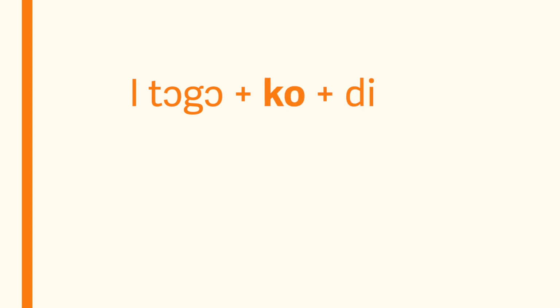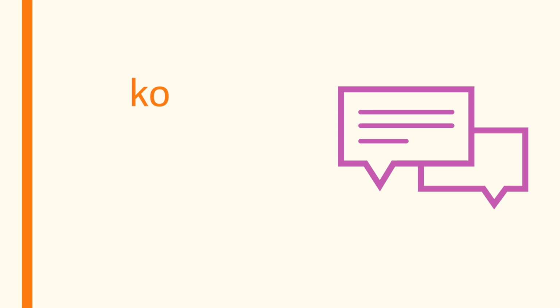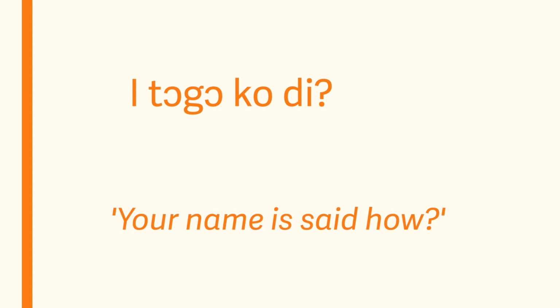What about that word ko? So ko is actually what linguists call a quotative copula. That's a little bit complicated. Copula just means that it's a verb-like word, and that's because you can't use it the same way that you would with every other verb, but let's put that aside for now. The reason it's called a quotative is because it typically has to do with speaking. So a lot of times when you hear ko, it can be translated as say or said. In the case of our expression I tɔgɔ kodi, we should say that it just means is said, okay? So if we put it all together, I tɔgɔ kodi, that means literally your name is said how, or more colloquially, what is your name?